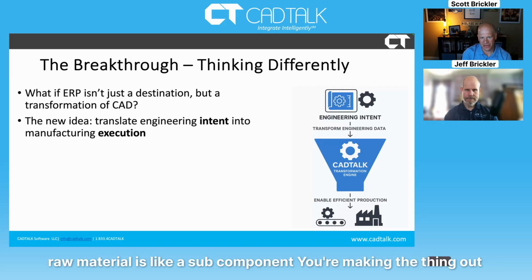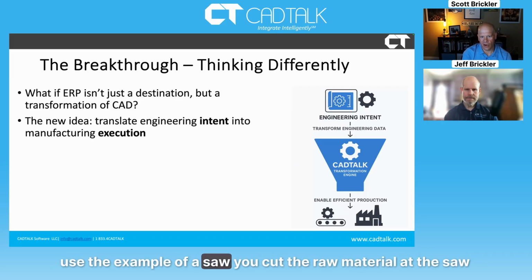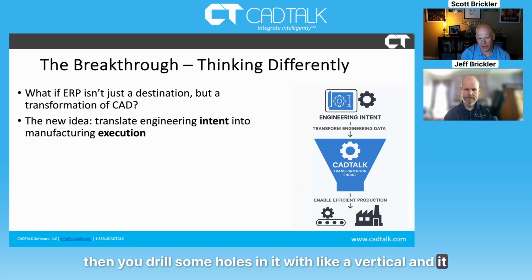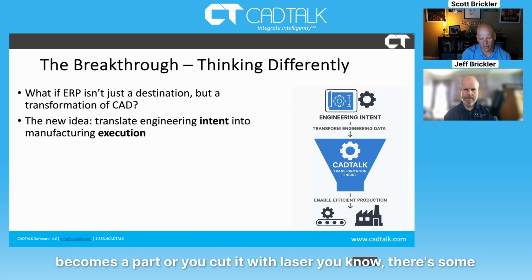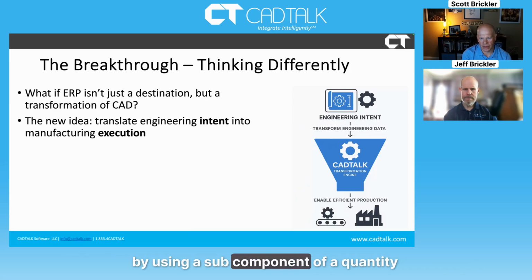You're making the thing out of the raw material, and you usually have a routing that says, let's use the example of a saw. You cut the raw material at the saw, then you drill some holes in it with a vertical, and then it becomes a part. Or you cut it with a laser. So the way you model that in ERP is by using a subcomponent of a quantity.